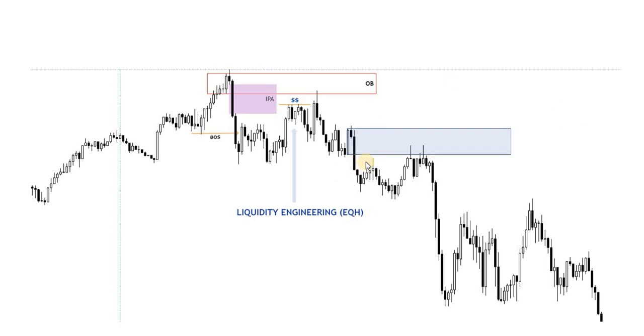You can also see another order block here, the last buy candle before the sell, break of structure. We have liquidity engineering here, and price tapped on the order block, and we have a very good market opportunity for a sell.